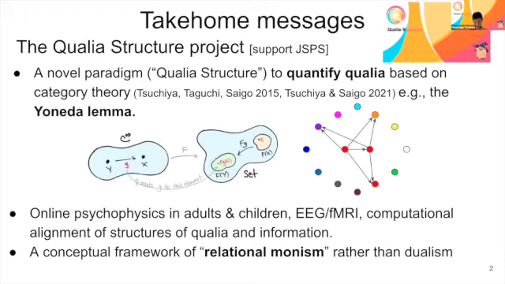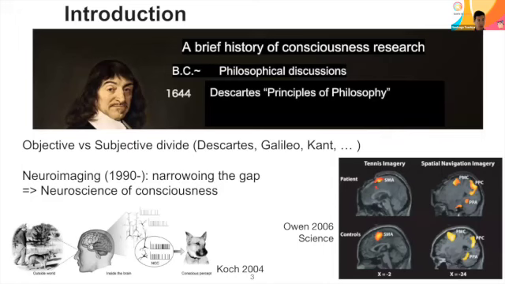The second component is that, through this collaborative project, I'm going to give a brief overview of what we are doing using online psychophysics in adults and children, and EEG and fMRI, as well as a recent computational alignment procedure to find the structure of qualia and also information and their interaction or relationship. And then eventually, I want to briefly mention the conceptual framework called relational monism, which may be interesting to people who are working on cognitive robotics or representational frameworks like Yanagisawa-san, or the presence or absence of the self like Nakano-san, who gave a talk in the morning. So here's an introduction to consciousness research.